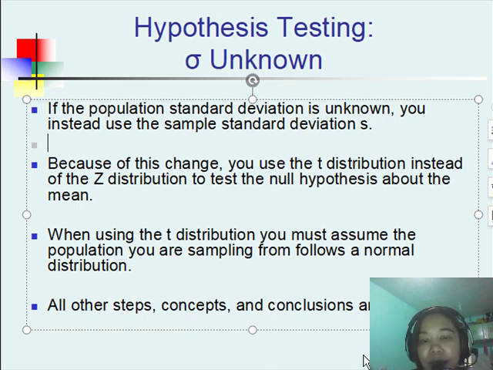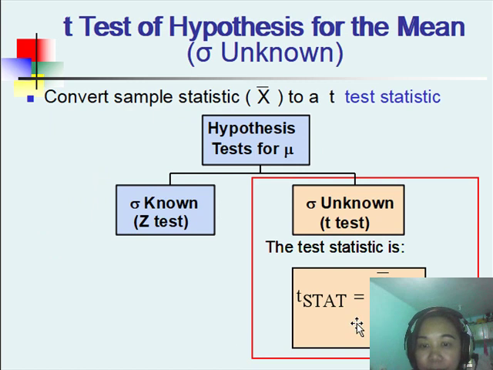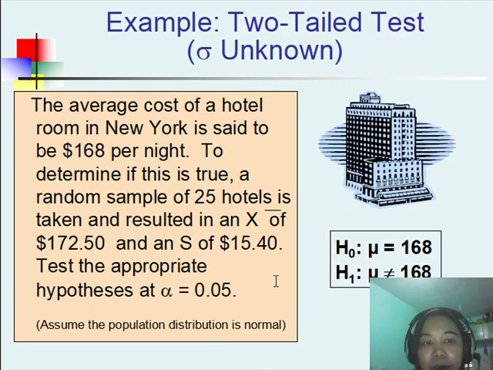So the steps we use in the z-test are the same as the steps that we are going to use when we use the t-test statistic. Okay? So the only difference is that, of course, it has a different formula. Look at this one. Our t-test statistic is equal to x bar minus mu divided by s over square root of n. So if you notice, instead of sigma, we use s because sigma is not known, but the sample standard deviation is known.